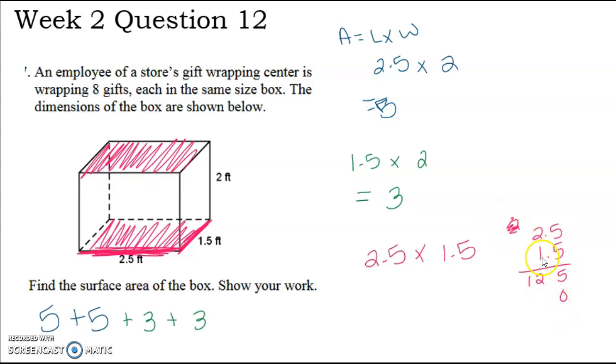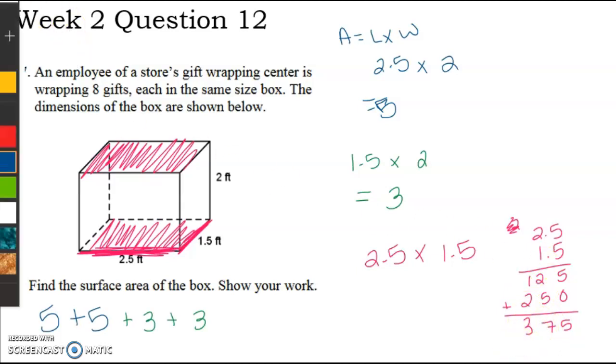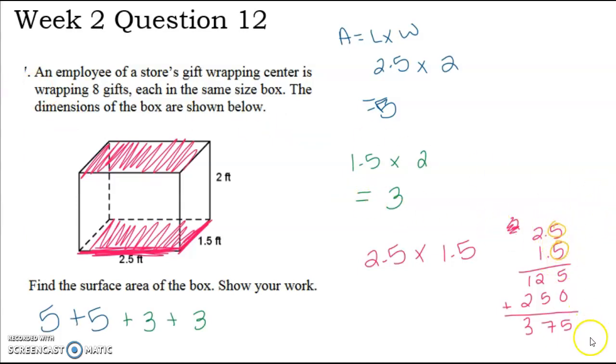0 placeholder. 1 times 5 is 5. 1 times 2 is 2. And we add them up. 5, 7, 3. And then we have to do the decimal part. And there are 2 numbers behind the decimal, so I move the decimal 2 places. All right, so now I know that it's 3.75. That's the top and the bottom.